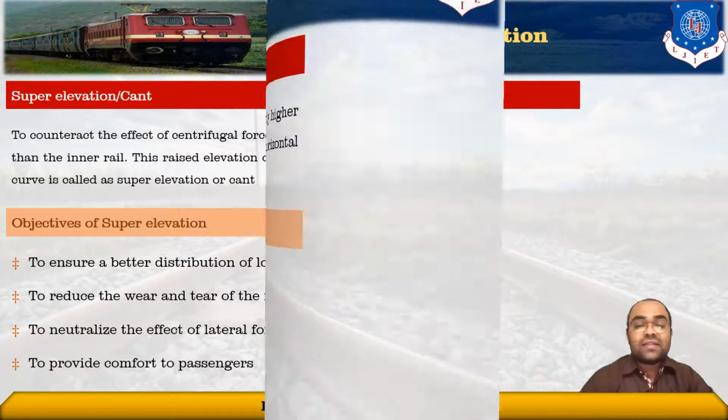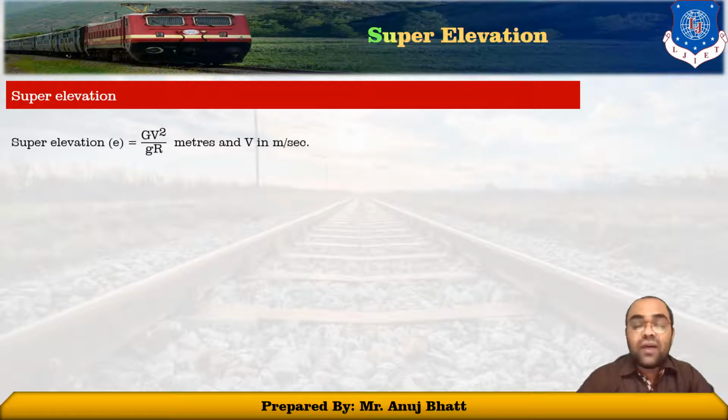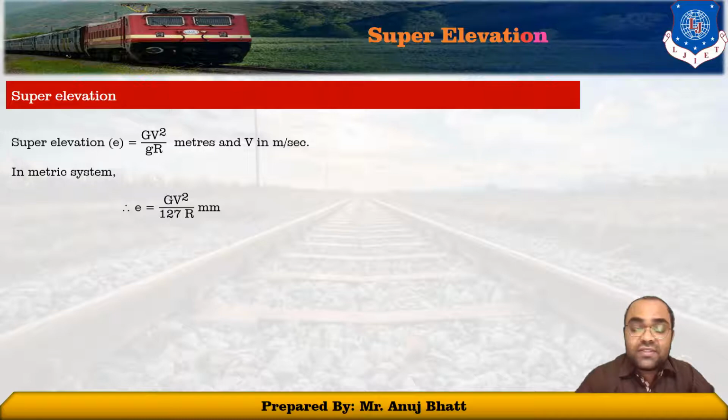Now let's discuss the formula by which we can find the superelevation from the speed as well as the radius of the curve. The formula is E equals GV squared upon gR, where V is in meter per second. In the metric system, if we need the superelevation in millimeter, then E equals GV squared upon 127R.